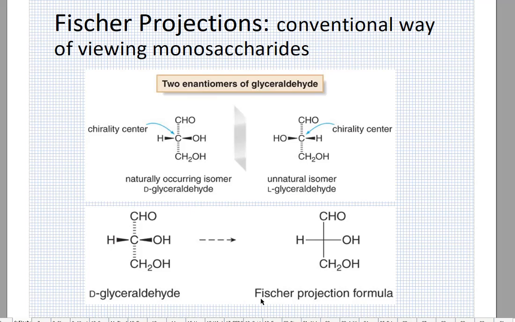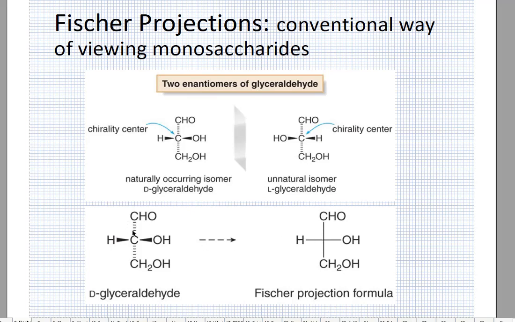So there's a famous chemist named Emil Fischer who came up with this. I won't go into all the conventions, but essentially all you're going to do is take this carbon that was chiral, and you're not going to list it. You're just going to make kind of an X marks the spot. So this is that chiral carbon.